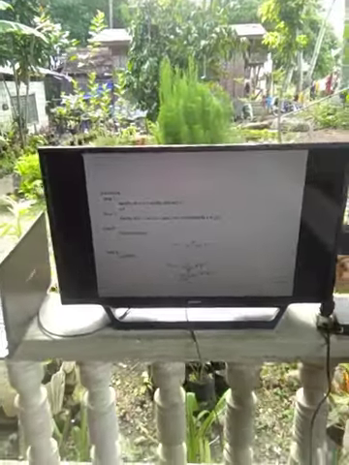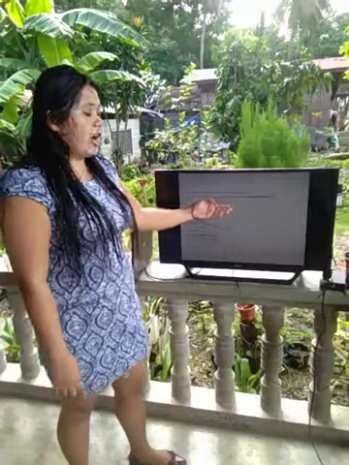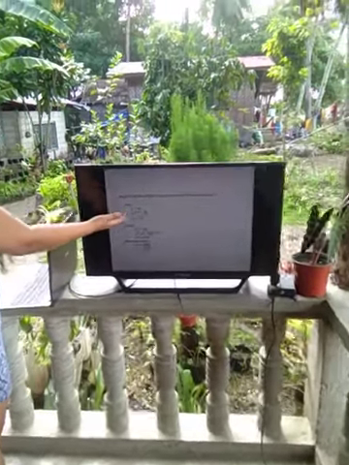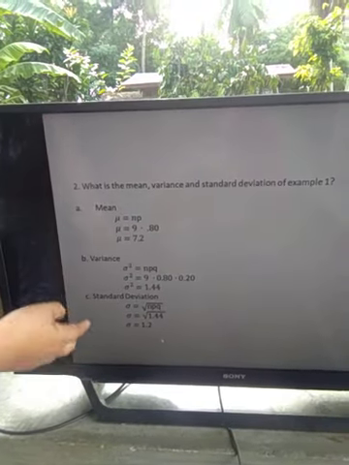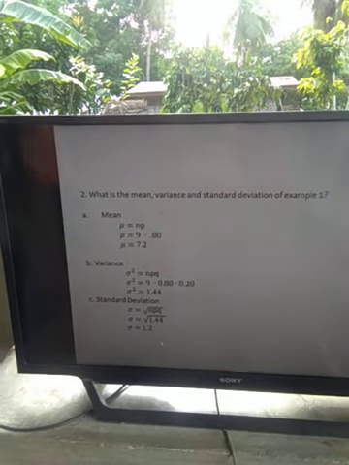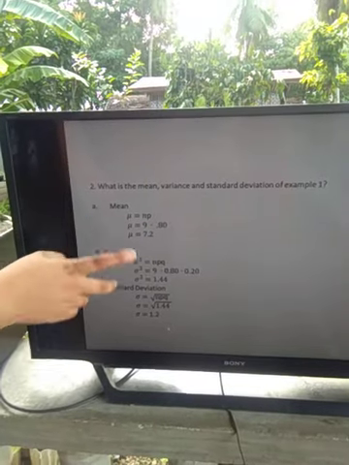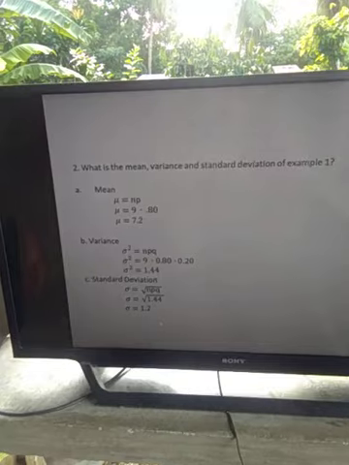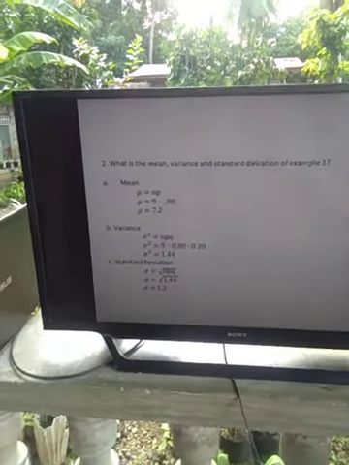Now, other measures in binomial distribution are the mean, variance, and standard deviation. The formula of the mean is mu equals np. What are the mean, variance, and standard deviation of example 1? Mu equals np, so mu equals 9 times 0.80. Mu equals 7.2. Next is the variance, sigma squared equals npq.